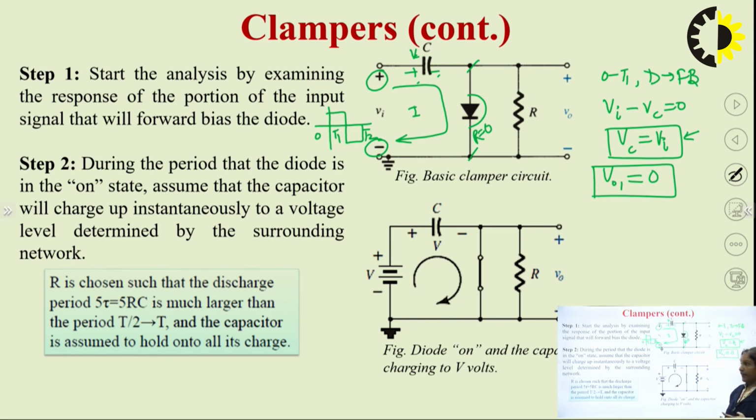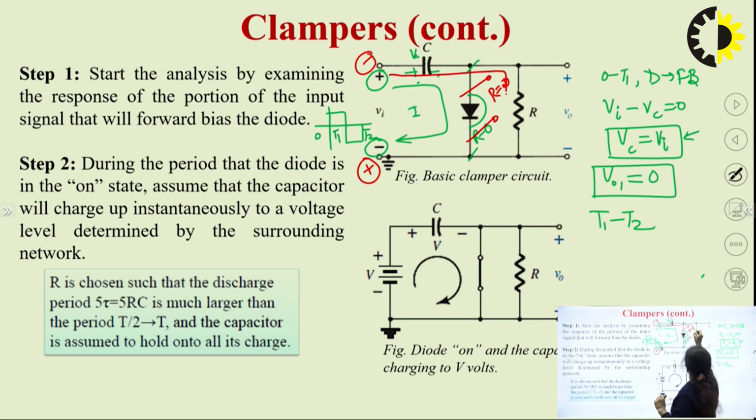Now coming to the negative half cycle, that is the T1 to T2 time period. During this time period, this terminal will be at negative potential and this will be at positive potential. This makes your diode reverse bias. So it will offer infinite resistance, which means it is an open circuit. So now the current will take this path. Here we can see that the capacitor is already charged to the value Vi with this potential.